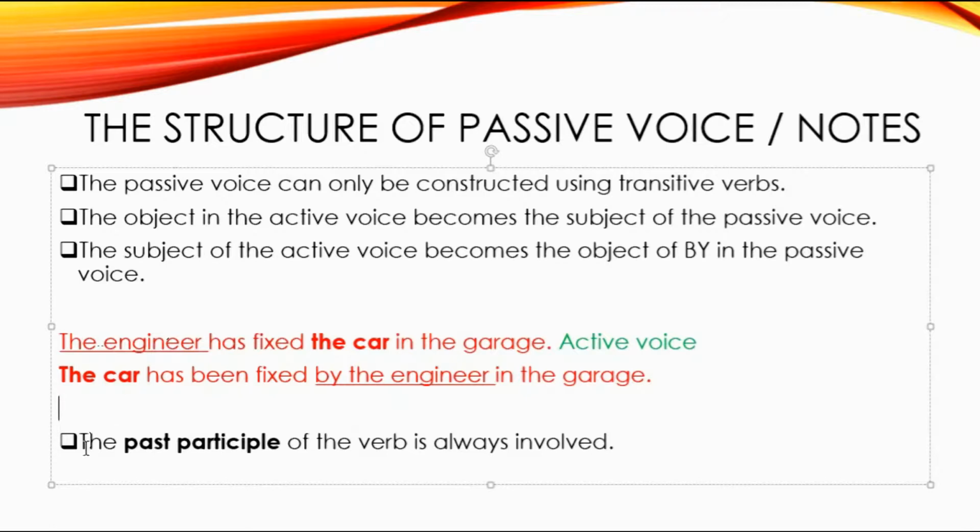Okay, and one last note is that the past participle form of the verb is always used. So what's the past participle? It's the third form of the verb, right? So read, read, read. Fix, fixed, fixed. Open, opened, opened. Teach, taught, taught. Become, became, become. That last one, the third one, is your past participle, or the participle form of the verb. The PP, we call it.